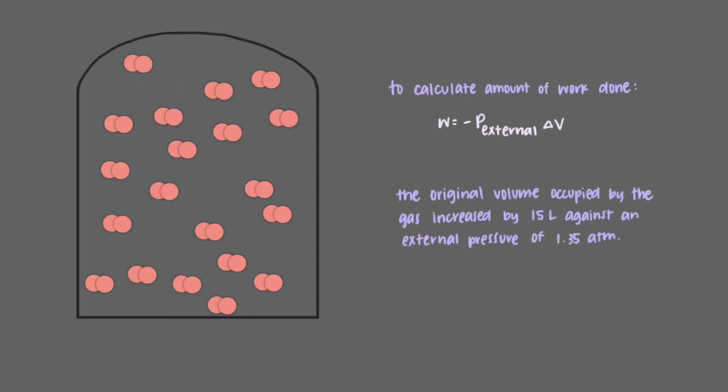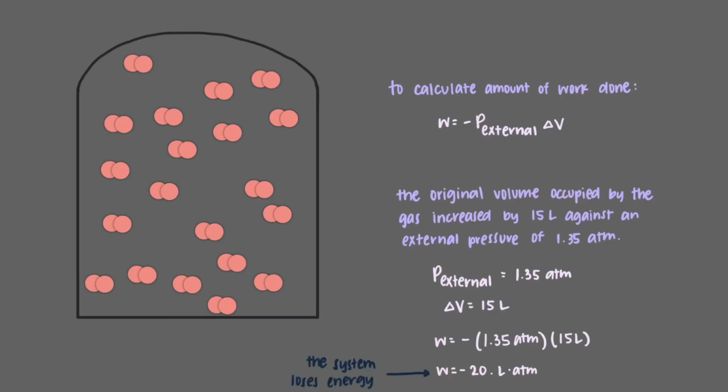Let's say that we increase the original volume occupied by our gas by 15 liters against an external pressure of 1.35 atmospheres. What is the work done by the gas? We said that the external pressure is 1.35 atmospheres, and so when the new gas is produced, it forces the gas to expand by 15 liters against this pressure. So we get that the work is equal to negative 20 liters times atmospheres. We'll once again note that the sign of the work is negative. For this reaction to happen, the system loses some energy as work because gas is being produced.